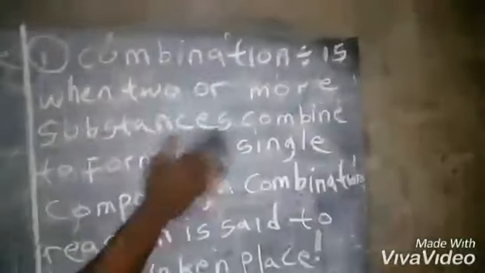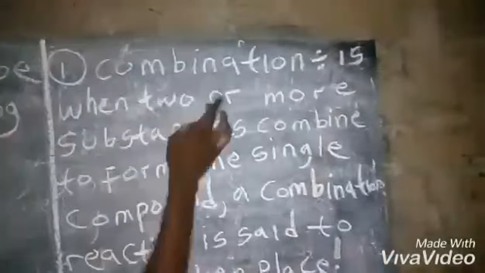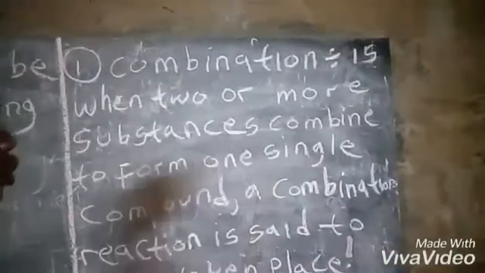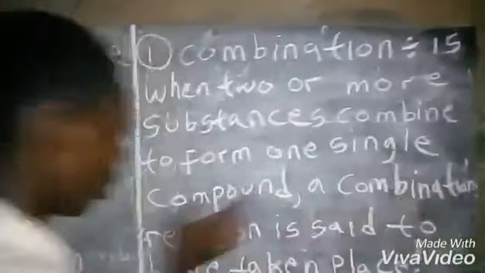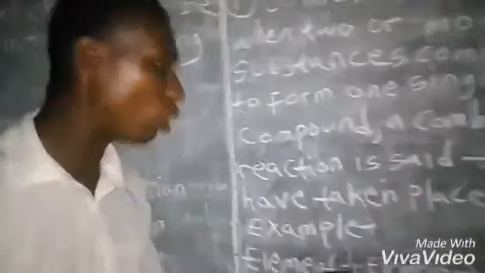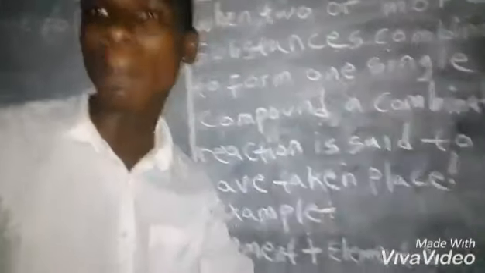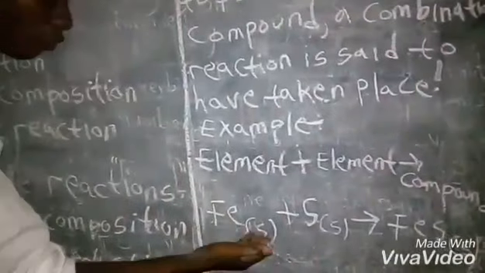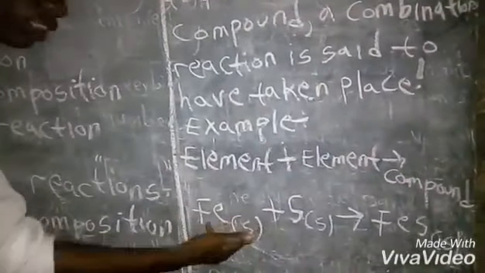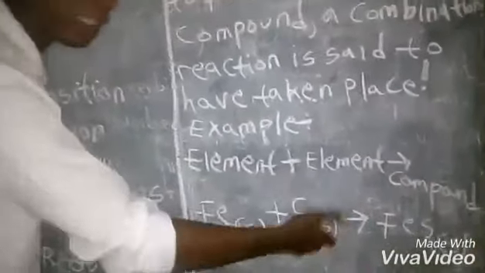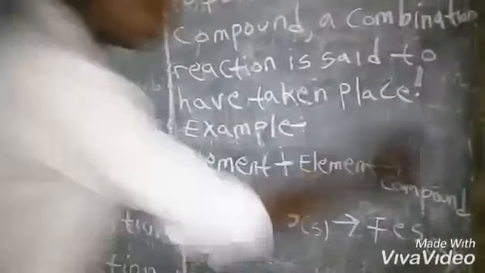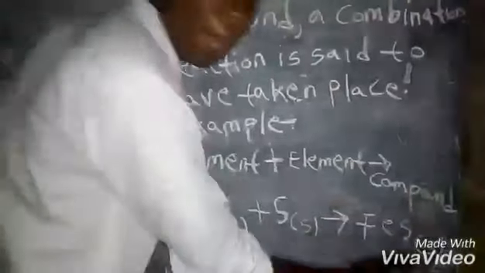If we are talking about the combination, it is when two or more substances combine to form one single compound. For instance, we have element plus element. The reaction between two elements will give us what we refer to as a compound. It will give us the product of a compound. Like I explained the other time, if you have elements like iron in solid state, and you also have sulfur in solid state, by the time these two elements combine together, they will give a single compound.